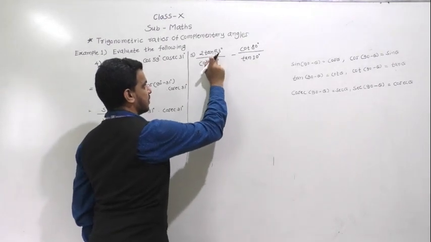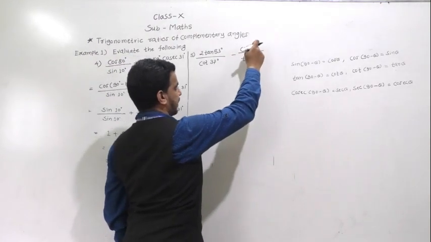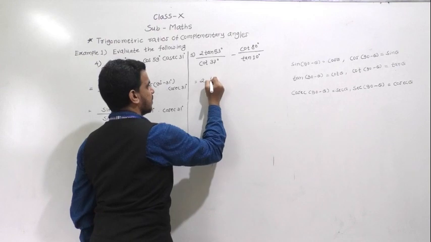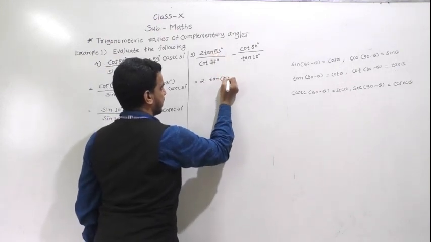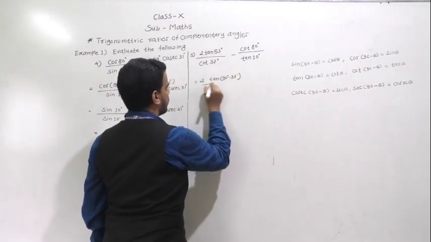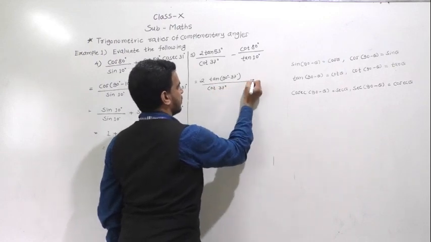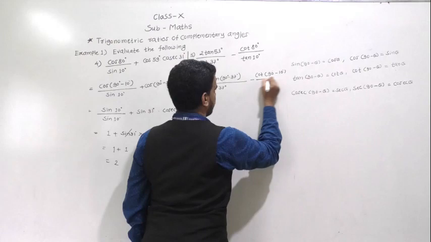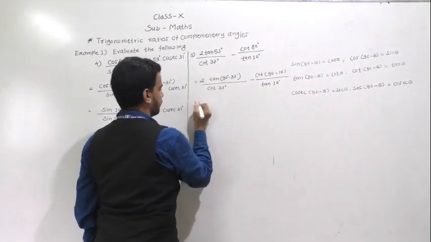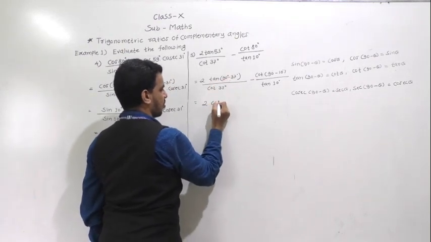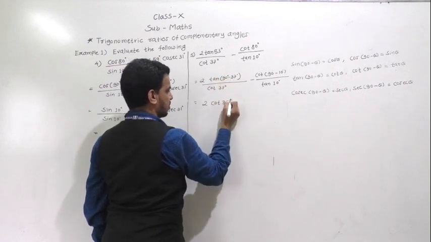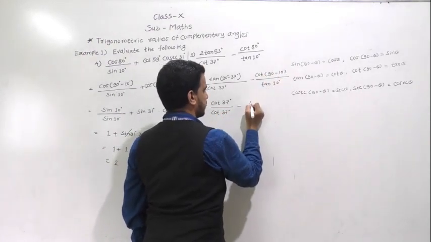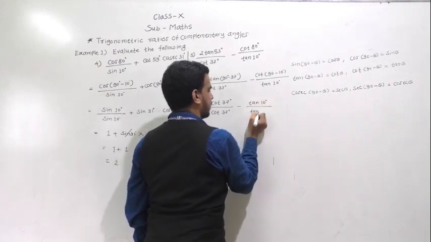Similarly, the second one: 2 tan 53 degree upon cot 37 degree minus cot 80 degree upon tan 10 degree. So again, 2 as it is, tan 53 we can write as tan of 90 minus 37 degree, upon cot 37 degree as it is, minus cot 80 degree, and 80 degree we can write as 90 minus 10 degree, divided by tan 10 degree. So 2 into tan of 90 minus theta is cot theta, that is cot 37 degree, divided by cot 37 degree as it is, minus cot of 90 minus 10 degree, that is tan 10 degree upon tan 10 degree.